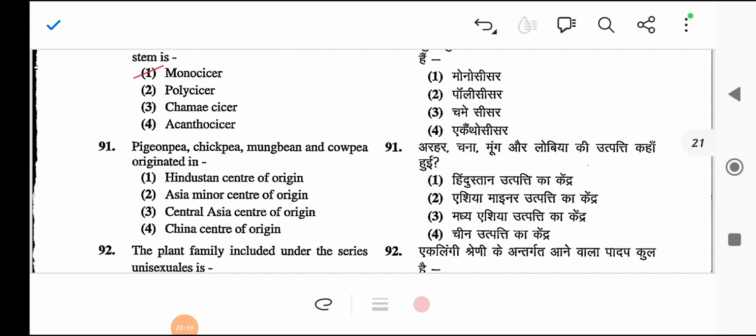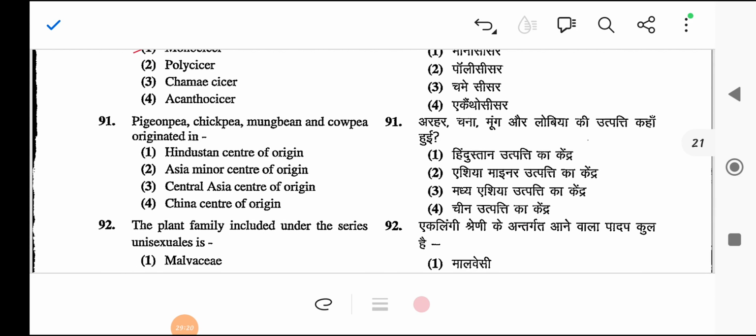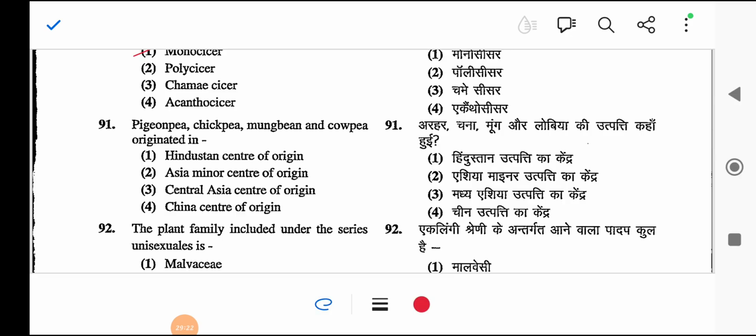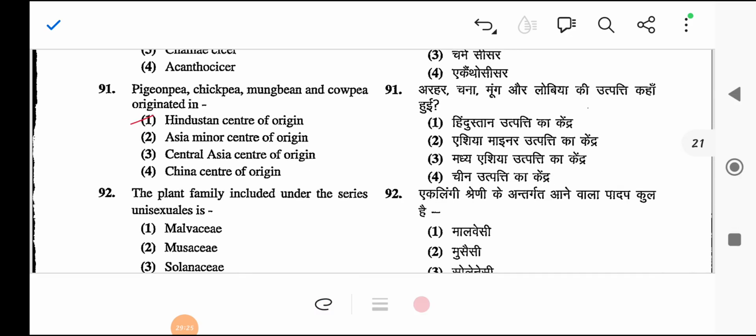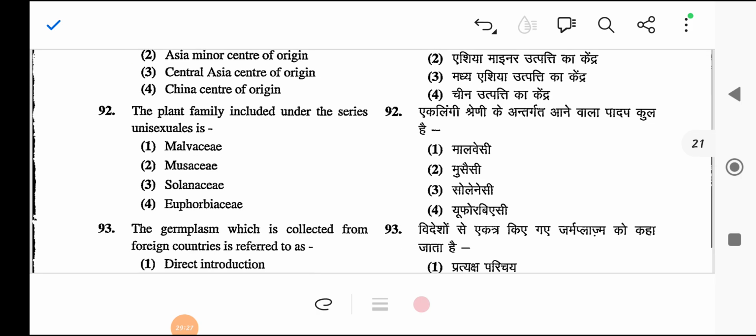Another question comes about pigeon pea. Pigeon pea chickpea. So ICPH 8 was there, right? ICPH 8 was developed by a cross between MS Prabhat and ICPL 161. Next question is, pigeon pea, chickpea, mung bean and cowpea originated in. So they all have been originated in Hindustan center of origin. Next is the plant family included under the series Unisexuales. So Unisexuales are included in the series U4BAC.